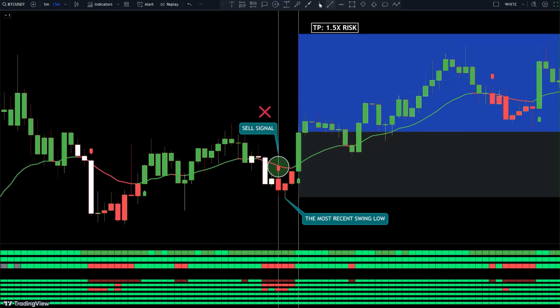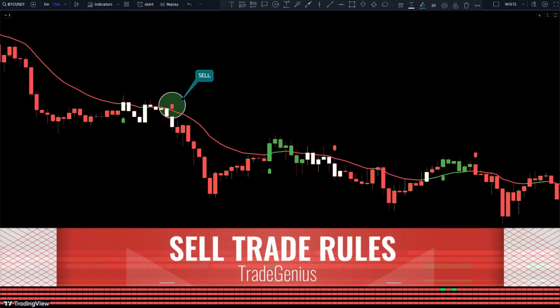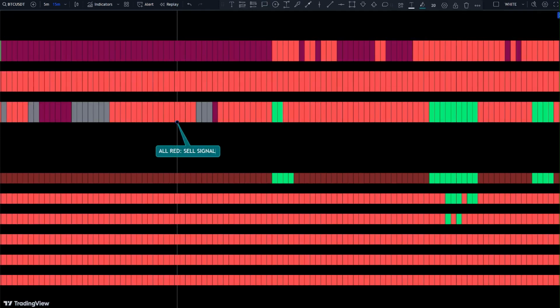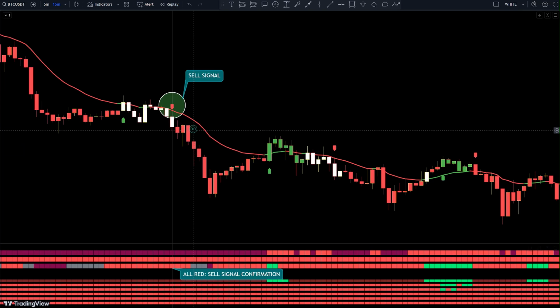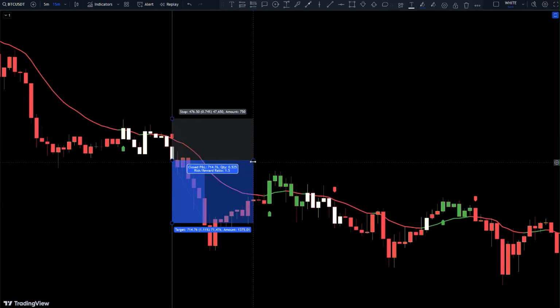For sell signals, the process is similar. We need to see a bearish momentum and trend confirmed by the 10 Indicators in One. In this example, all components are red, indicating a high probability of a successful sell trade. We can enter the sell position and set our stop loss and target following the same guidelines as the buy trade.